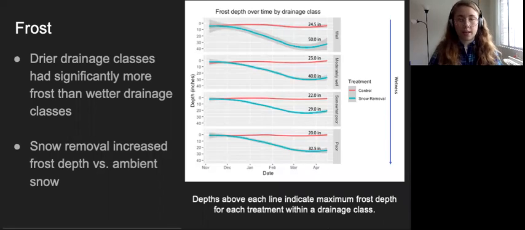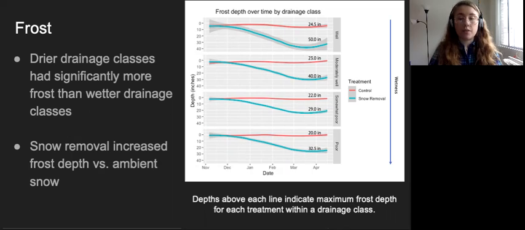So in terms of the frost data, this figure shows frost depth in each drainage class during the winter of 2019 and 2020, where maximum frost depth is shown above each line. The main point that I want to get across here is that the treatment plots where we were removing snow froze to a significantly deeper depth than the control plots where the snow was retained. And this was because we were essentially removing that insulating snow layer.